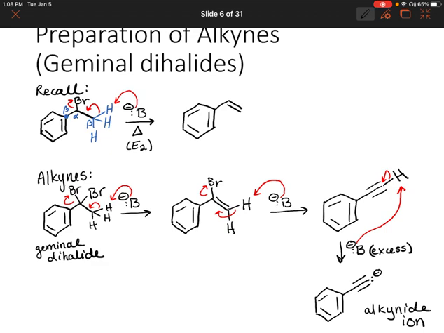All right, so in the next step, we probably want to reprotonate that ion so that we have our triple bond without the negative charge. So what we're going to do is add a weak acid. And that can just be as simple as using water.